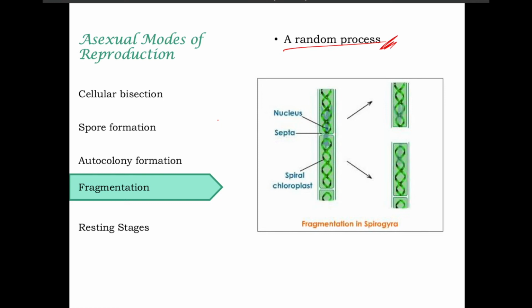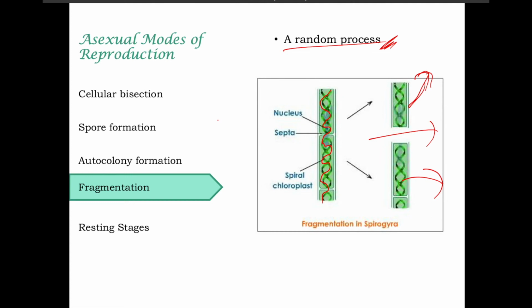So when you separate them, this one fragment right here will form one organism, and this one fragment right here will form another organism. This is the case for your filamentous organism, like your Spirogyra, which has a spiral chloroplast. It looks very amazing too in the microscope when you see it. So that's the fragmentation process for you.